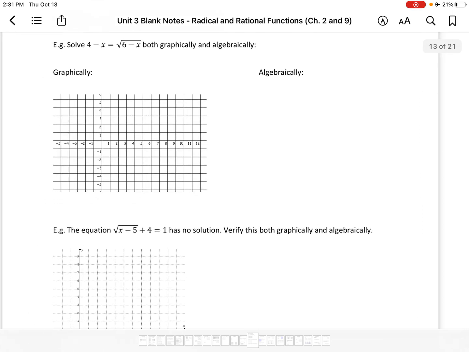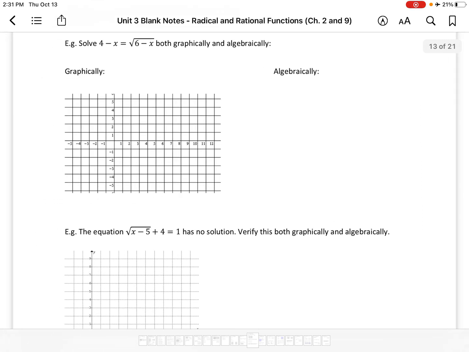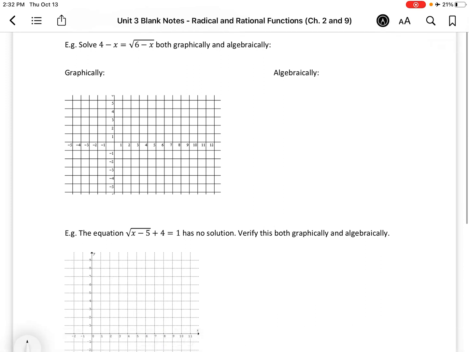All right, so we're going to do a couple more questions. First question, solve this equation, 4 minus x equals the square root of 6 minus x, both graphically and algebraically. So graphically, I'm going to graph y1 equals the left side and y2 equals the right side.